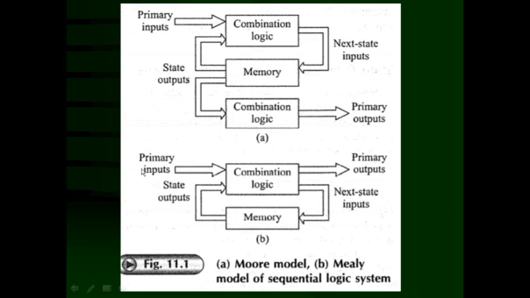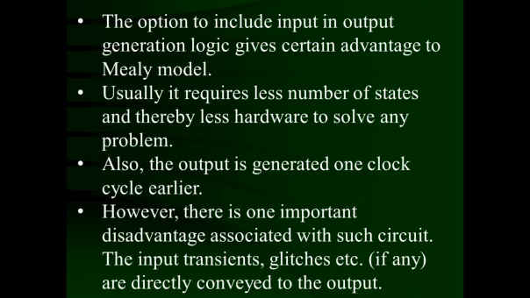In the Mealy model, primary inputs are there, next state input is going to be generated, and the primary input as well as the present state of the memory output is given to the combinational circuit, and that will generate the primary output. So it depends upon the input as well as the present state of the output, and that's why it is called the Mealy model. So there are two approaches we are going to study here.